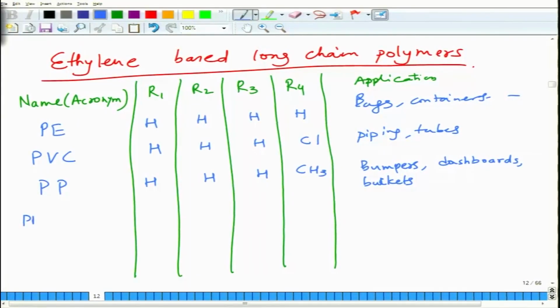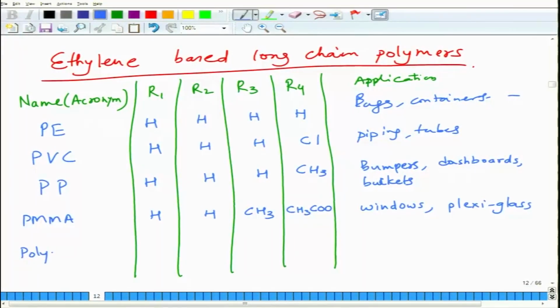Then you have PMMA, polymethyl methacrylate. In this case, you have 2 hydrogens, one goes as CH3 and another one is replaced by CH3COO. This is used for a variety of applications, much harder. It is used for example as window glass, windows. It is also used as plexiglass that we use in our lab to make a variety of things. Plexiglass is more like a trade name, right. So this is PMMA, polymethyl methacrylate.